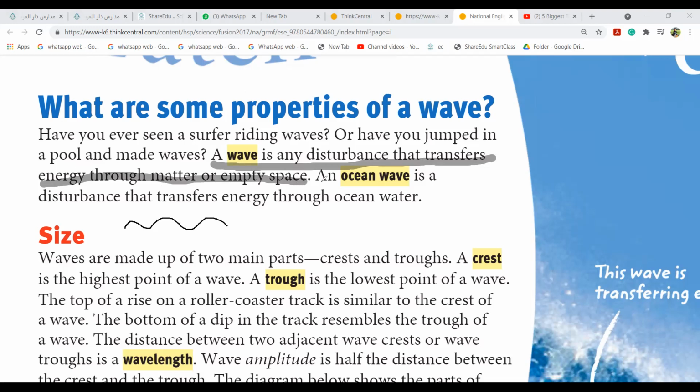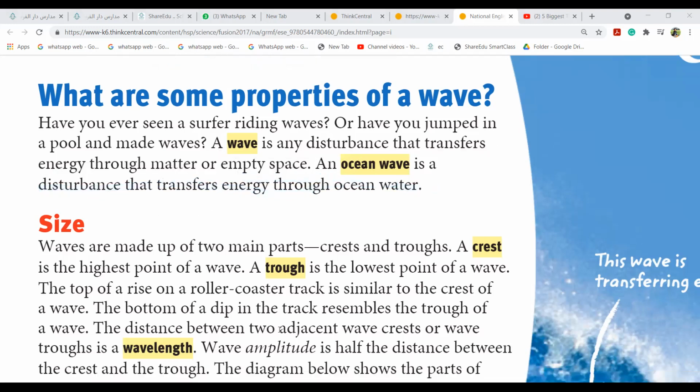Now, what is an ocean wave? When I speak about a wave, it's not only water. I can talk about sound waves, electromagnetic waves, many other waves. But an ocean wave is a disturbance that transfers energy through the ocean water. If there is transfer of energy through the ocean water, that is called an ocean wave. How is that ocean wave disturbed? How is that energy produced? We will study that now.